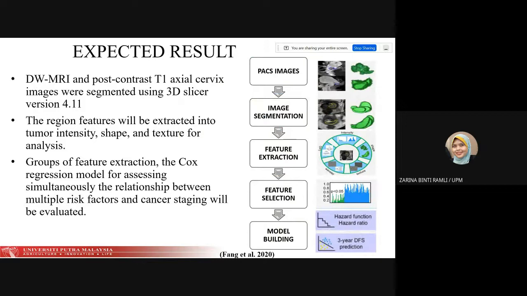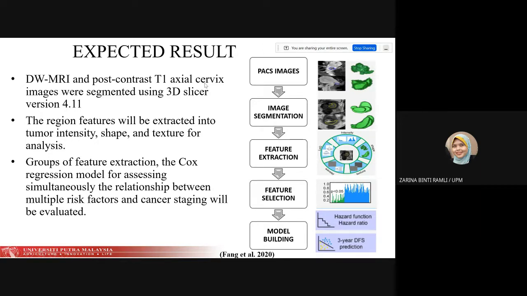For the expected result, the DWI-MRI and the post-contrast T1 axial cervix sequences will be segmented using the 3D Slicer platform, version 4.11. The features will be extracted into tumor intensity, shape and texture for the analysis, and a Cox regression model will be used to assess the relationship between multiple risk factors and the cancer staging.